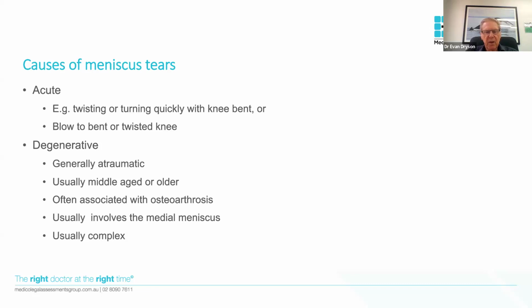The knee has three compartments, and the meniscus of the lateral side is in the lateral compartment. The meniscus of the medial side is in the medial compartment. There is a third compartment below the kneecap called the patellofemoral compartment. So osteoarthritis is often seen in the medial and lateral compartments in association with degeneration of the meniscus. It's more common to involve the medial meniscus than the lateral meniscus. And as I've already pointed out, it is usually a complex tear, meaning that it is in more than one plane.